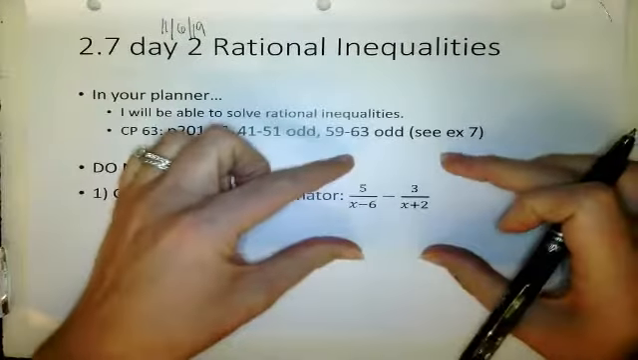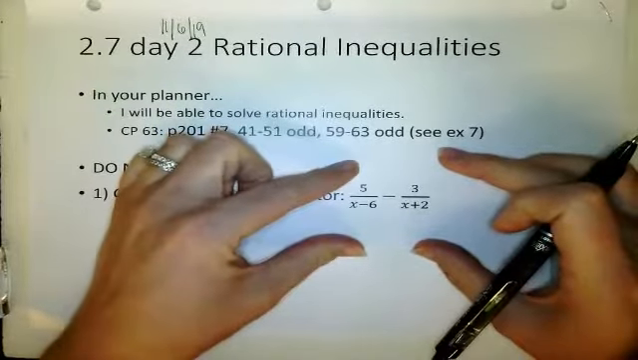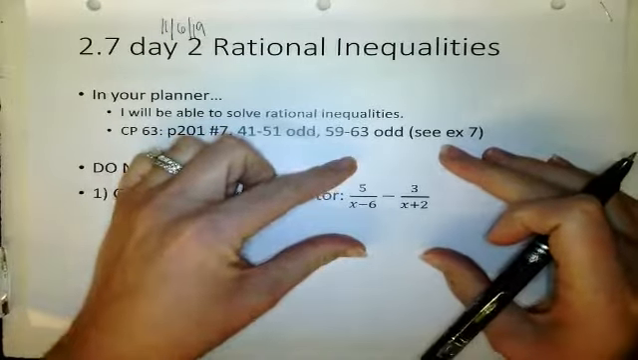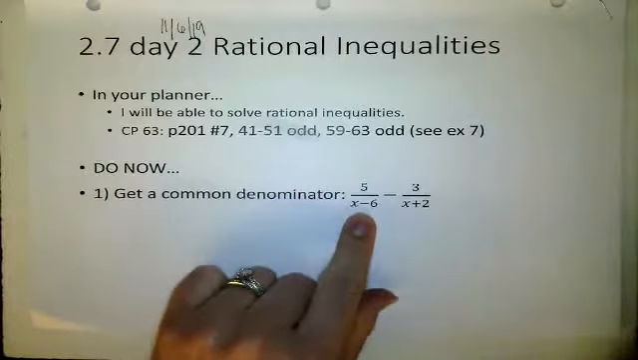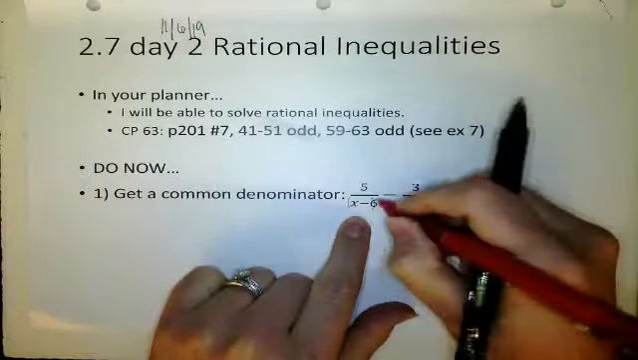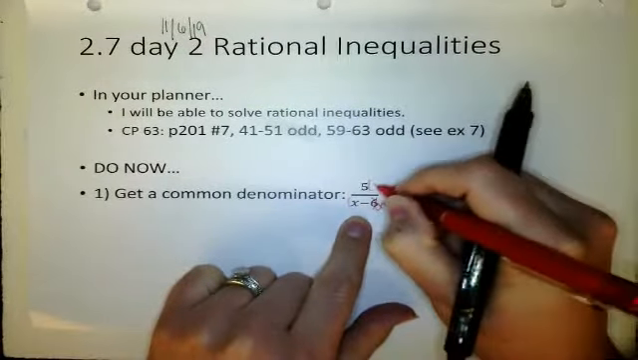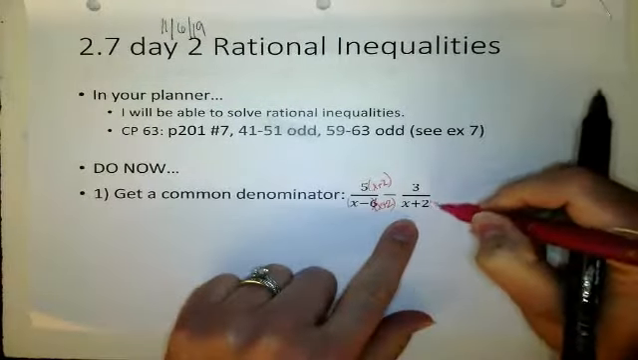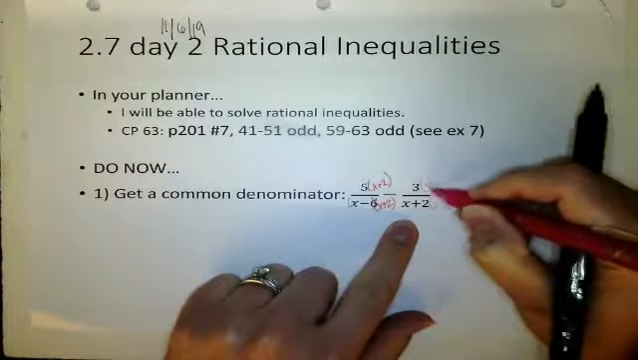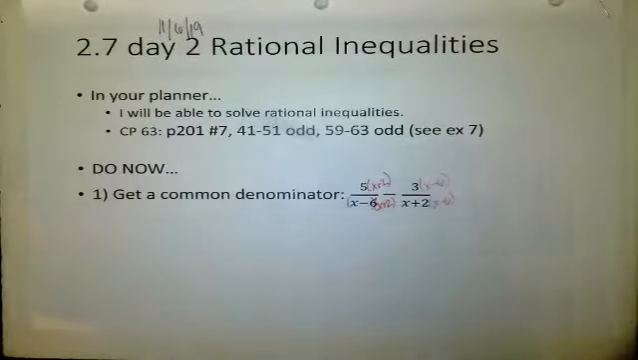So you're going to see stuff like this where we are adding or subtracting two fractions. And what we need to get is a common denominator. So what do we need to multiply this first fraction by? Yeah, x plus 2 on top and bottom. And then what do we need to multiply the second fraction by? X minus 6 on top and bottom. That way we get that good common denominator.